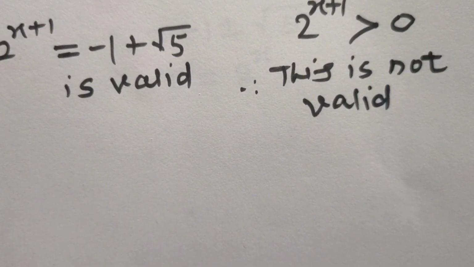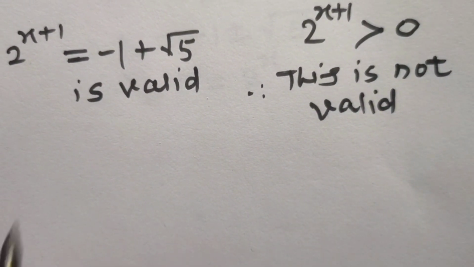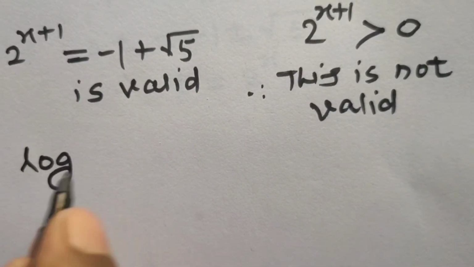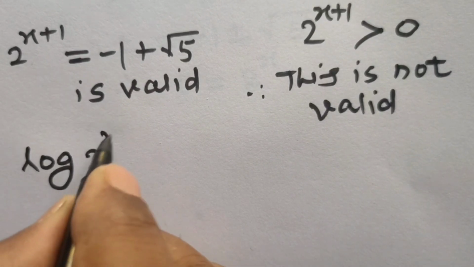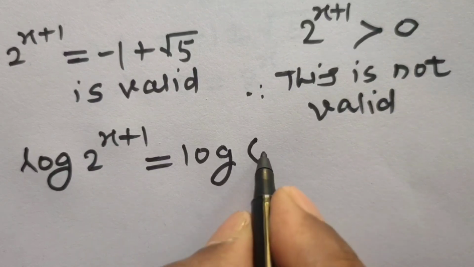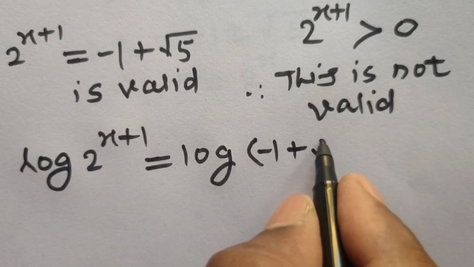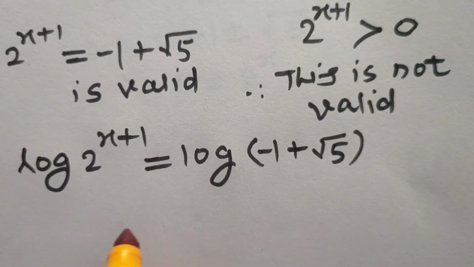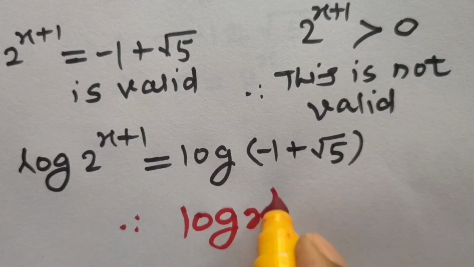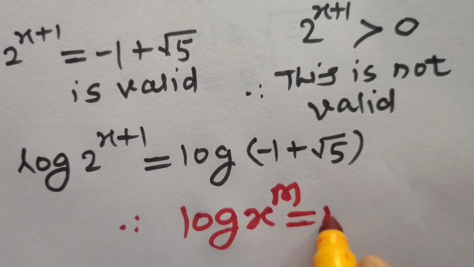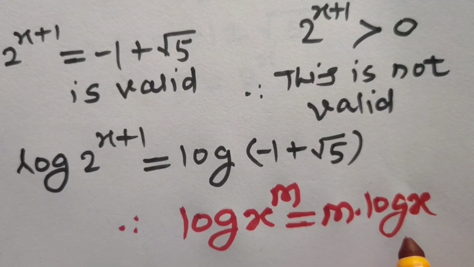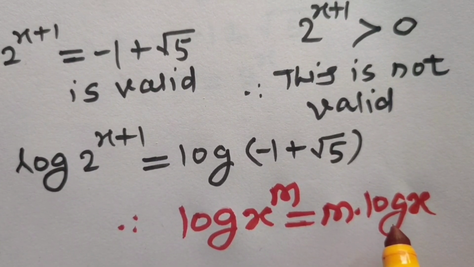Let us simplify this to get the value of x. Hence, taking log on both sides, logarithm of 2 to the power x plus 1 is equal to logarithm of minus 1 plus root 5. You know, logarithm of x to the power m is equal to m into log x. The base of log is not given, which means this is natural logarithm.